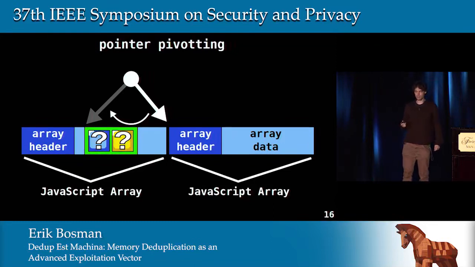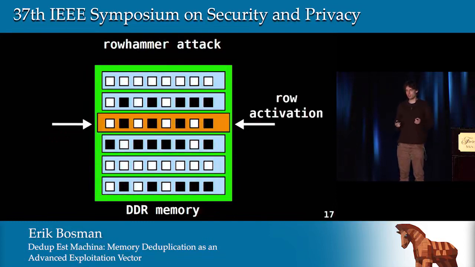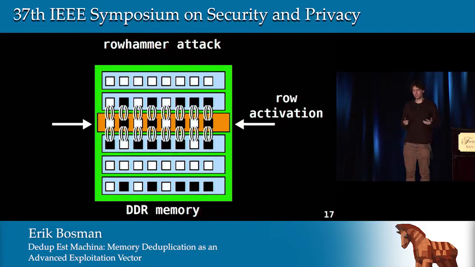And we do this by inducing a bit flip using rowhammer. Rowhammer is a hardware vulnerability where the observation is that if you access a certain row in memory very quickly, in quick succession, the neighboring rows experience interference, and some of the neighboring rows' bits can flip.